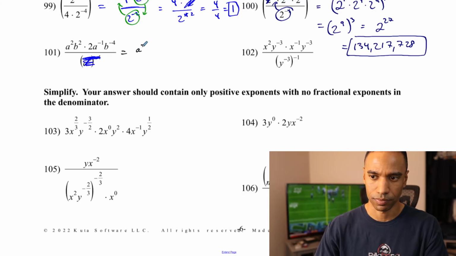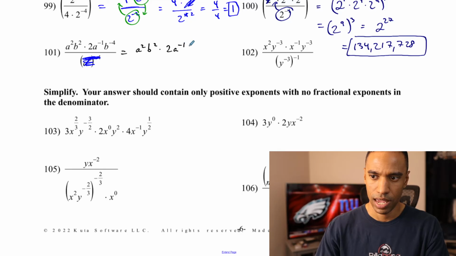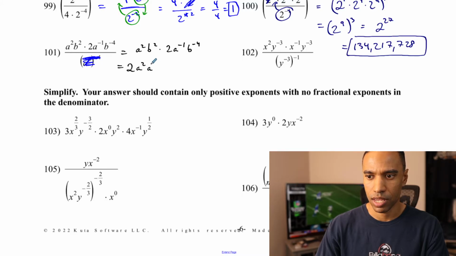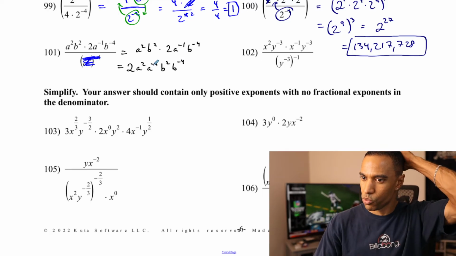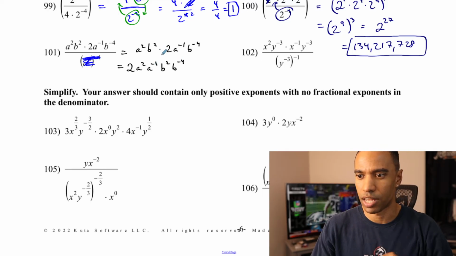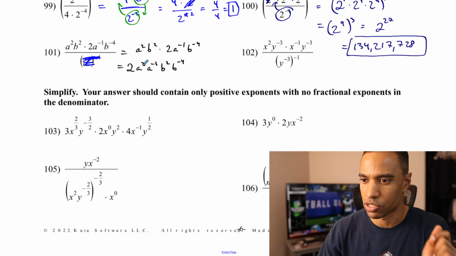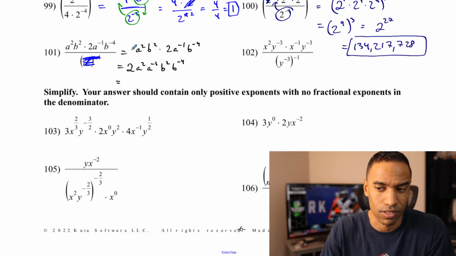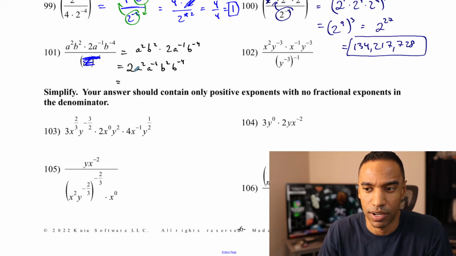Let's do this. A squared b squared times 2, a to the negative first, b to the negative 4th. So that's going to be 2a squared times a to the negative first times b squared times b to the negative 4th. Now, you could bring these down here. I just said if there isn't a fraction, maybe you don't necessarily. We could add the exponents then. Listen, a lot of ways to do the problems, right? This isn't necessarily how I do it. It's just a way I want to teach it.